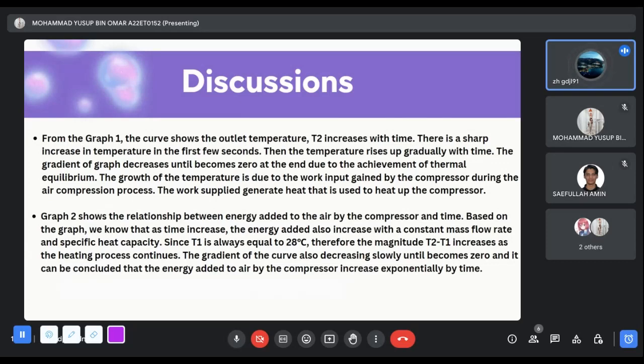The growth of the temperature is due to the work input gained by the compressor during the air compression process. The work supplied generates heat that is used to heat up the compressor.